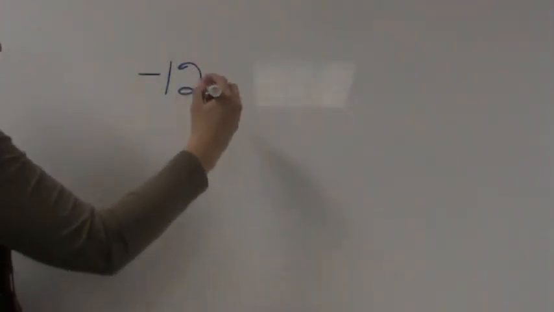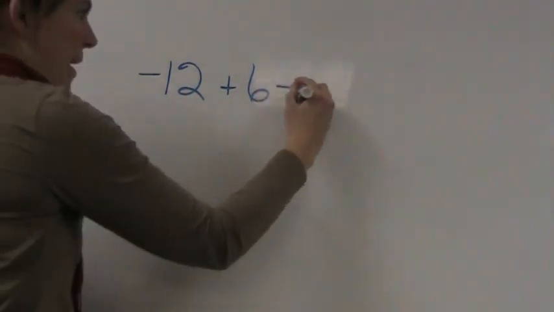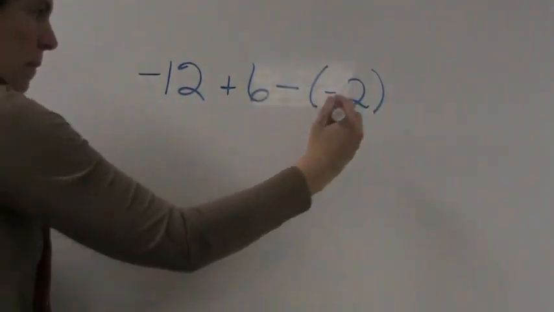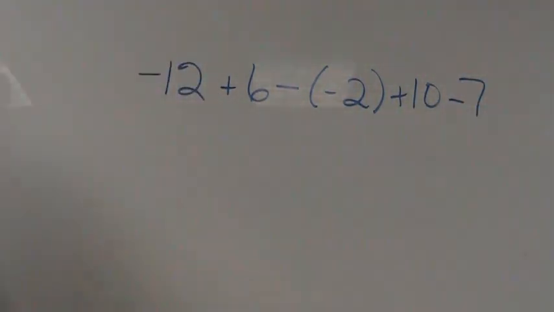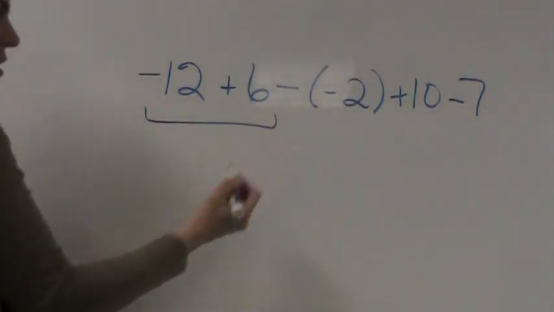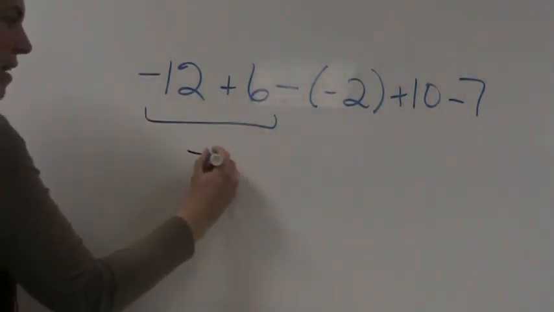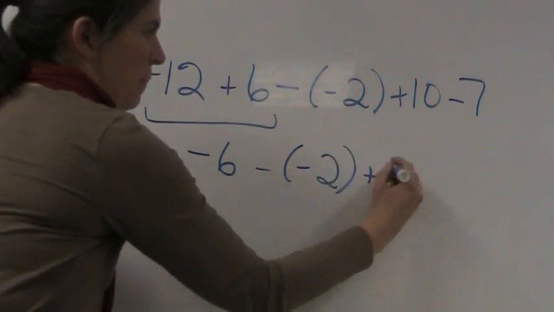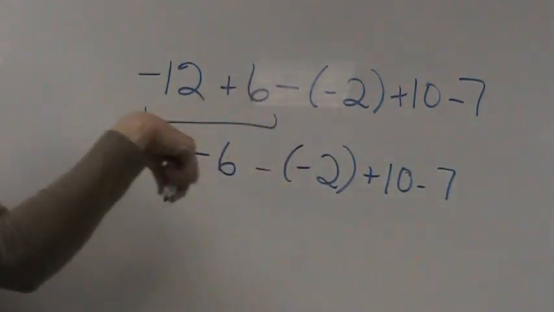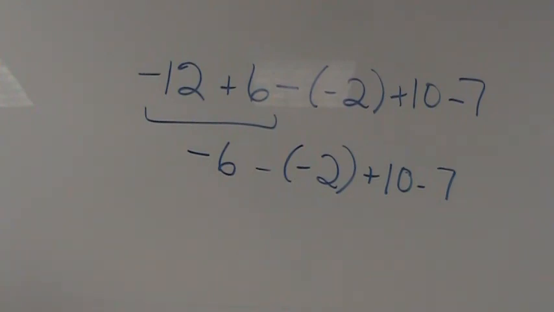And again, I can do multiple subtractions and additions together. So if I have something like negative 12 plus 6 minus a negative 2 plus 10 minus 7, I'm going to work this in parts and keep rewriting the problem so I keep everything straight. So I'm going to first look at these two together. Negative 12 plus 6 gives me a negative 6. And then I can rewrite the rest of the problem, making sure that I'm copying it correctly so I don't make a mistake along the way.